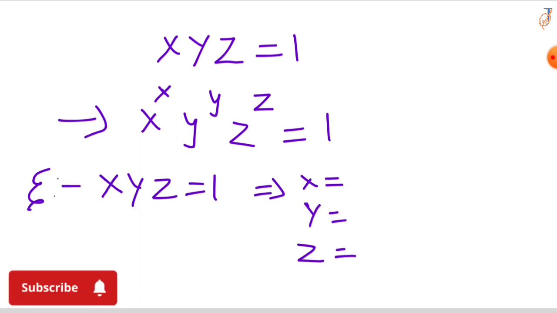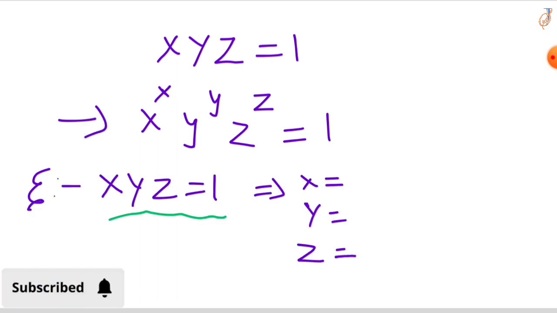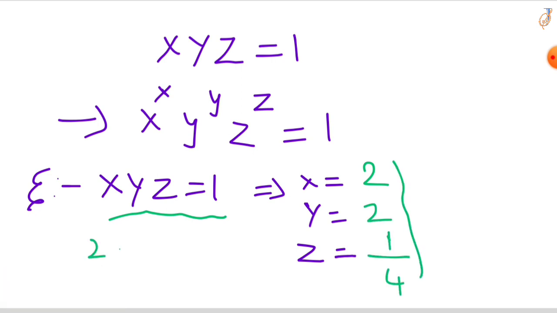So let's take xyz equal to 1. If we take x equal to 2, y equal to 2, z equal to 1 by 4, if you multiply these three terms, 2 times 2 times 1 by 4, after cancelling all you will get 1 only. So these values satisfy our given equation.